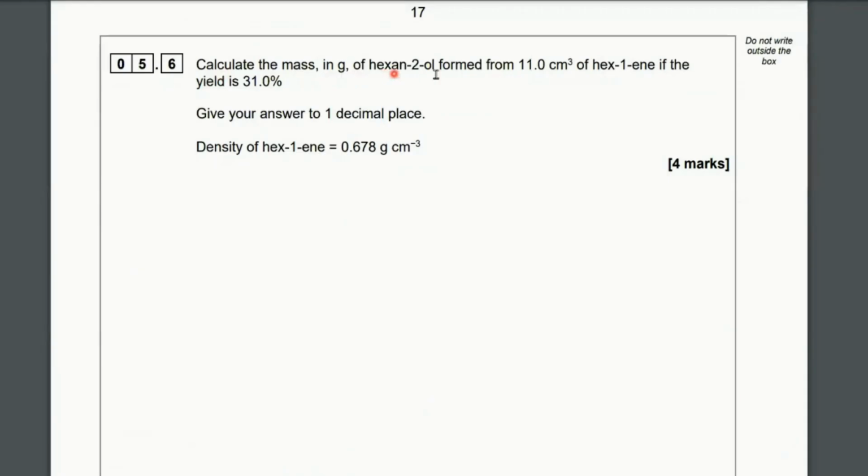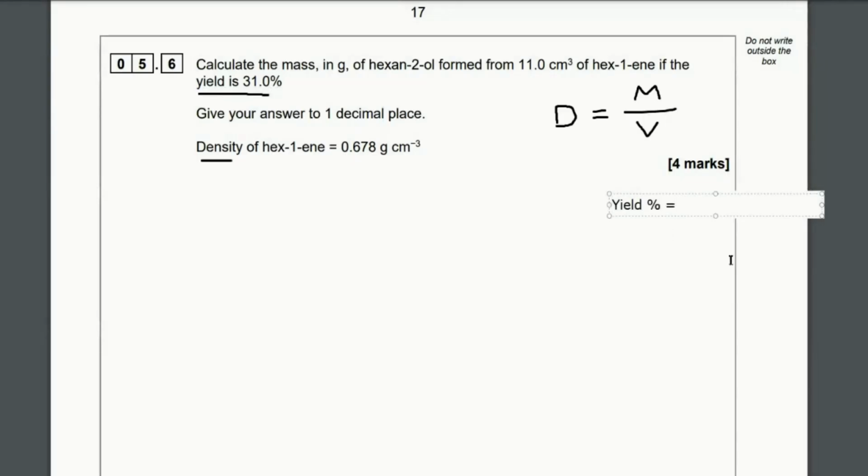Okay, let's look at 5.6. Calculate the mass in grams of hexan-2-ol formed from 11 cm³ of hex-1-ene if the yield is 31%. Give the answer to one decimal place, and we know the density of hex-1-ene is 0.678 g/cm³. So you're going to need the density calculation. You should be triggered by seeing the density word there.